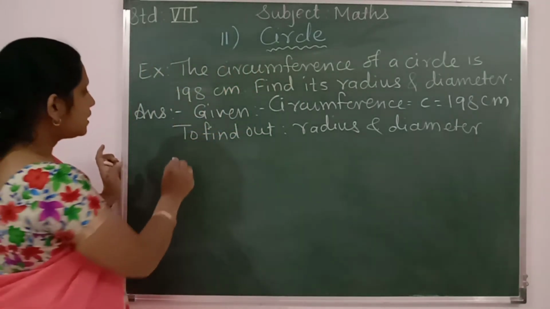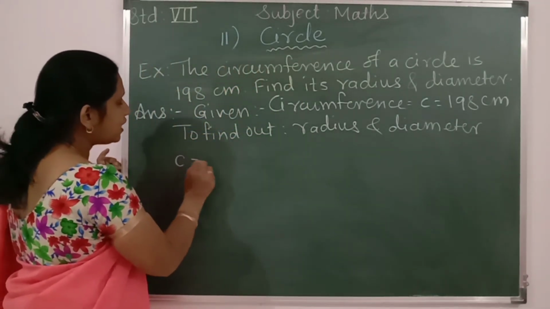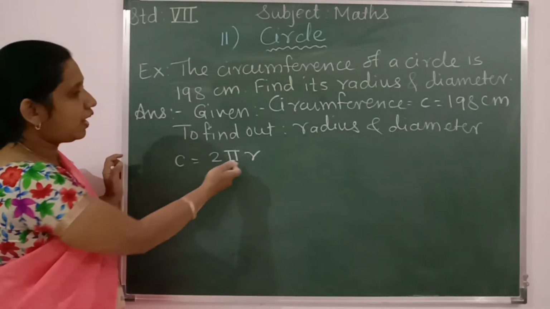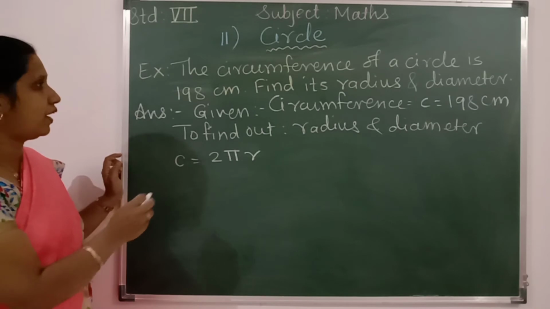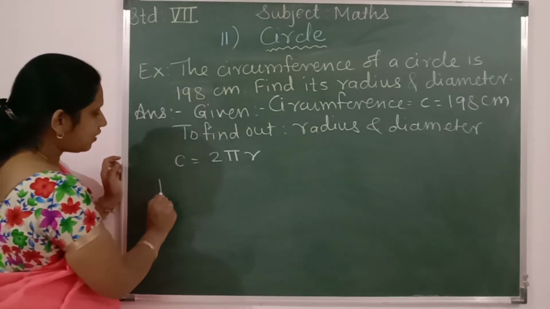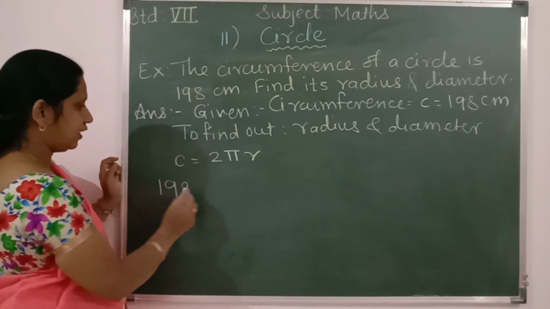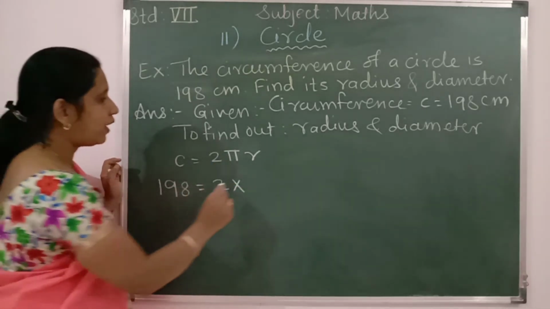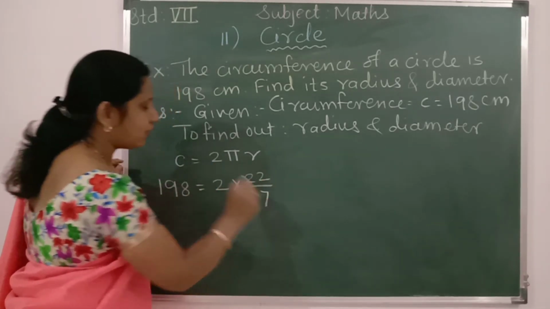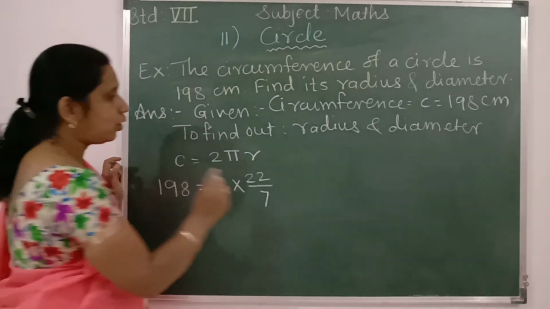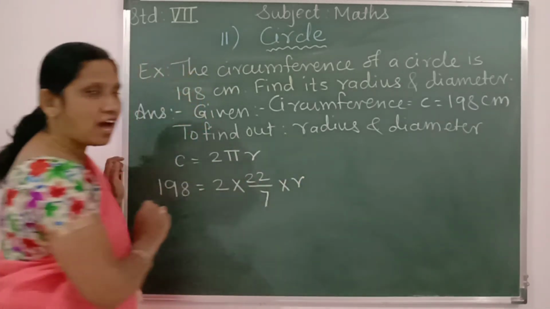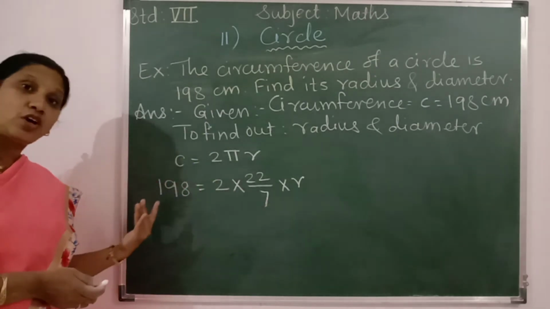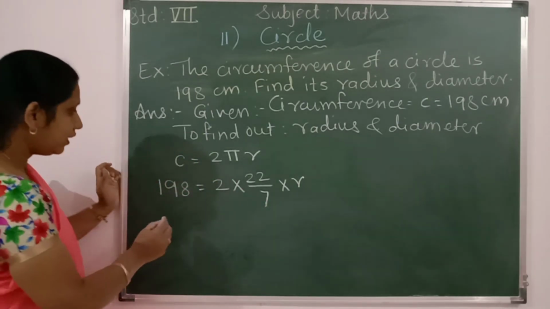Okay, now circumference C is equal to 2 pi r. First let us find out radius. So I have taken the formula 2 pi r. Now circumference is given, what? 198, which is equal to 2 into, now value of pi is 22 upon 7. We have to find out value of r. So let us write r as it is. Now we'll shift these quantities to the left hand side. So how it will be?